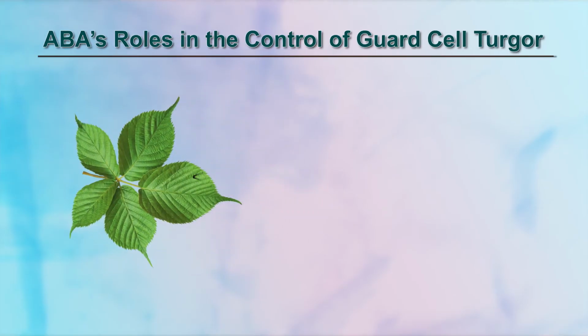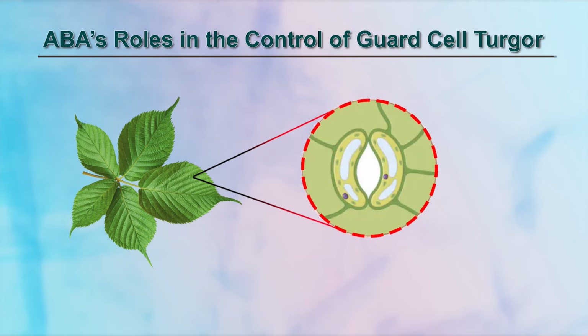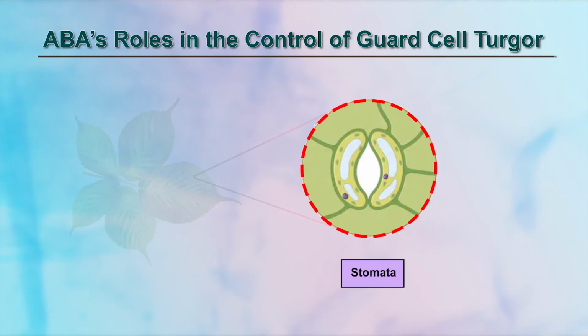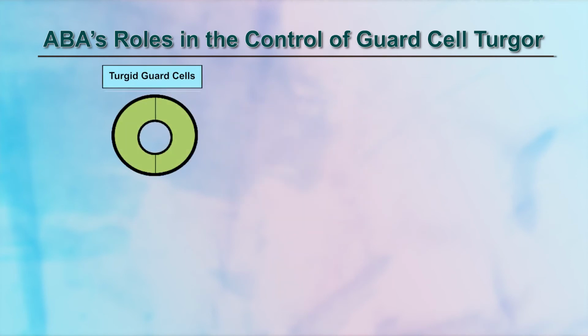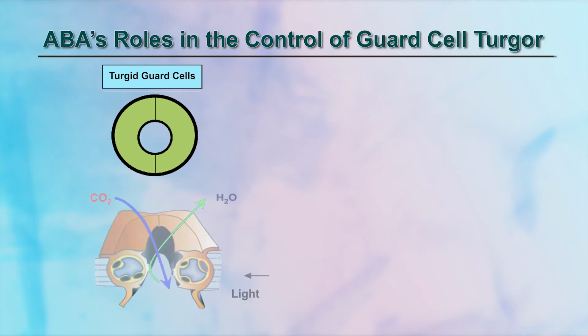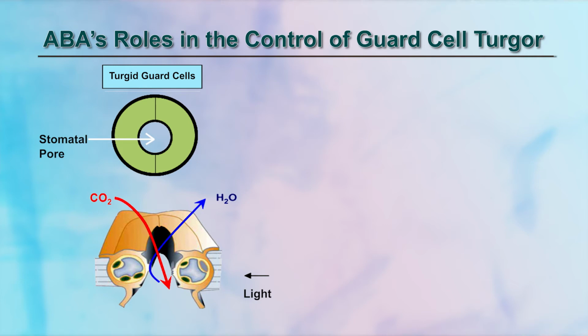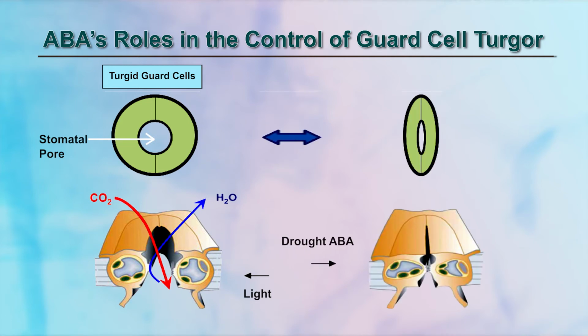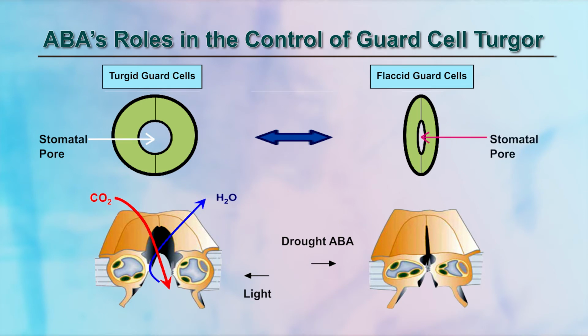Now, in presence of ABA, there is a dramatic effect on stomata. When there is no ABA, the guard cells are turgid because they accumulate a lot of water. Consequently, the stomatal pore is open and there is normal rate of transpiration and exchange of gases. In presence of ABA, the guard cells lose their water to a large extent, become flaccid, resulting in the closure of the stomatal pore and reduction in the rate of transpiration as well as gas exchange.